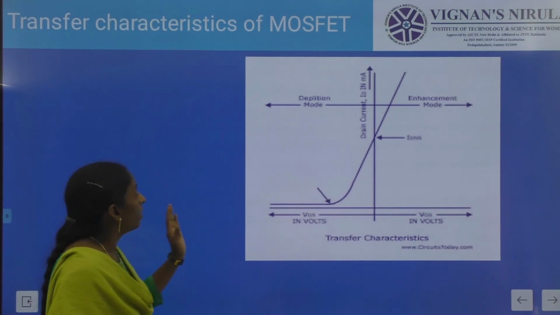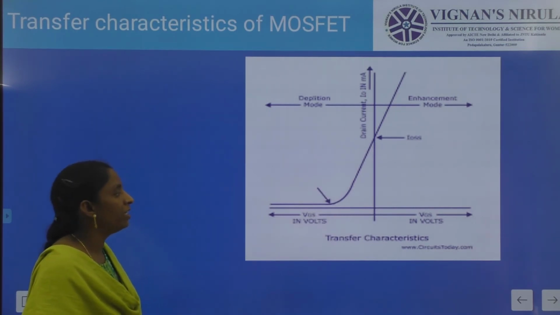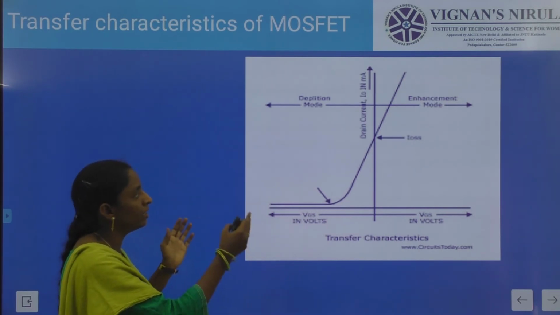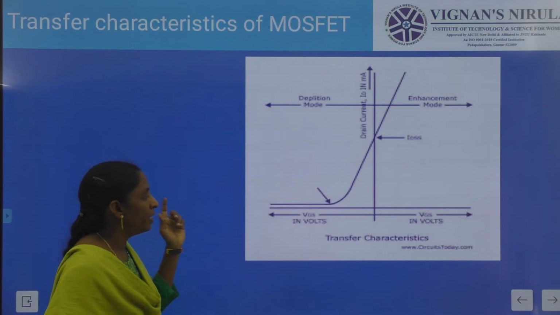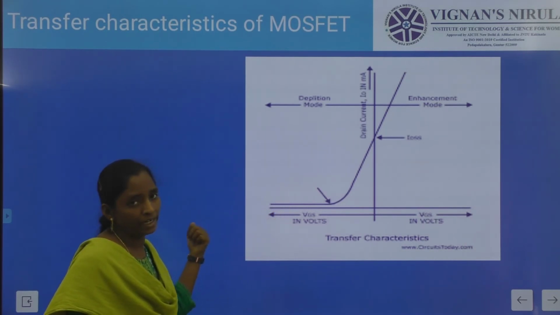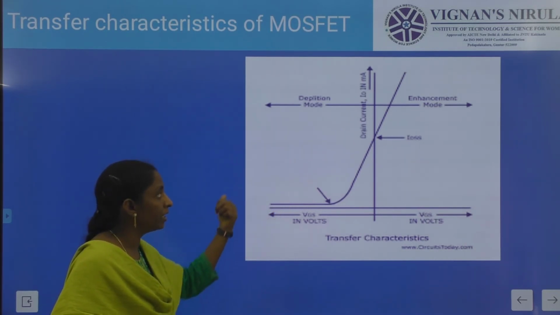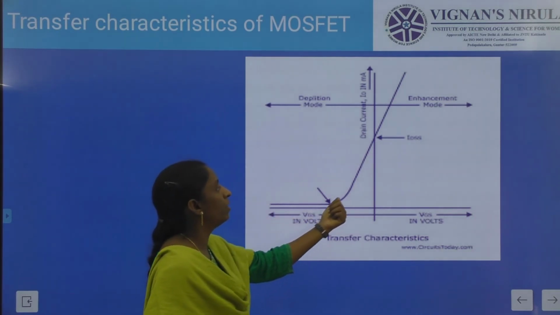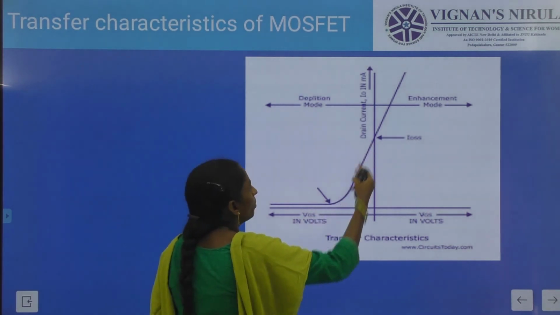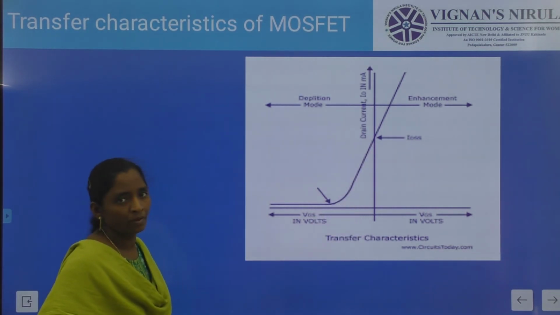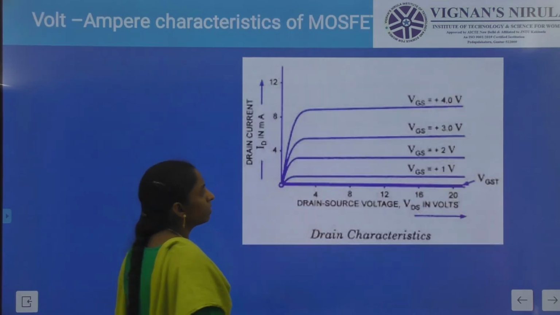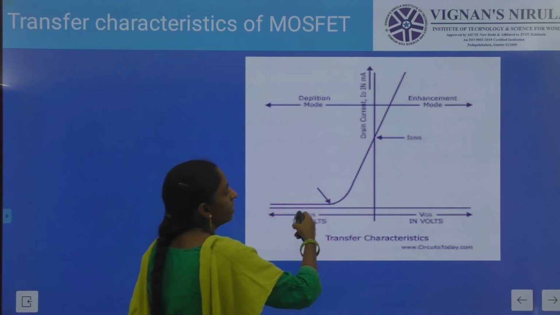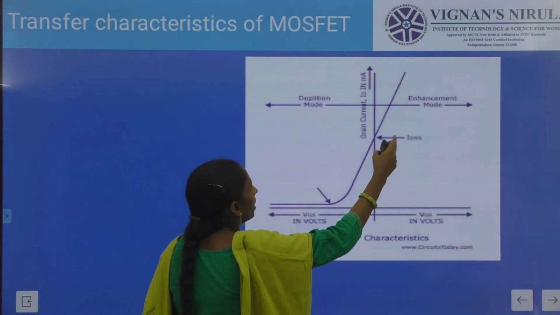This is the transfer characteristics of the MOSFET. Here we are taking VGS on the x-axis and current on the y-axis. When VGS is negative, the output current is very low. If you increase the VGS value, the output current also increases. If VGS is low, output current is low. If VGS is high, output current is high.